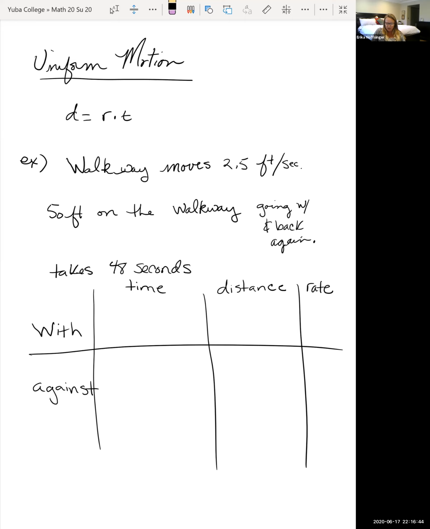Okay, so we know the total time is 48 seconds. How can we do this? So we want seconds to equal seconds. We need to figure out how far they went with and how far they went against. Well, if you start at one point and you walk with the walkway and you turn around and you come back, wouldn't you be doing the same distance? So we know that the distances are the same.